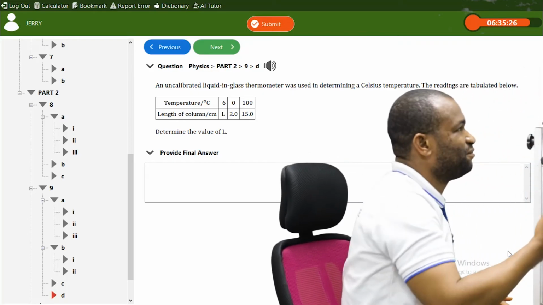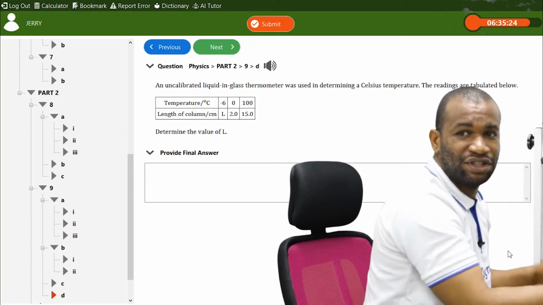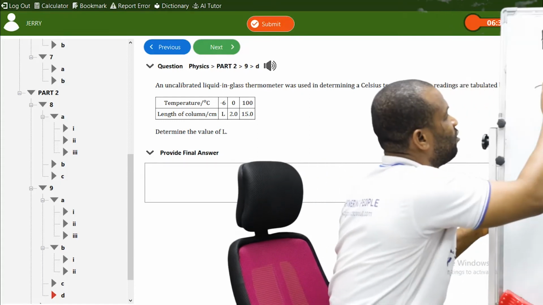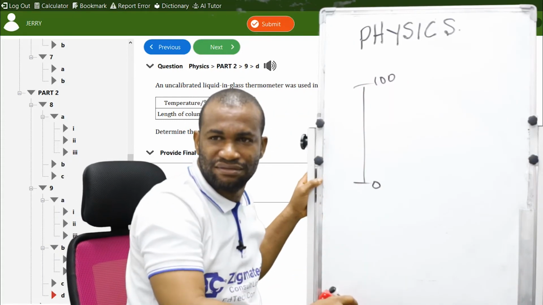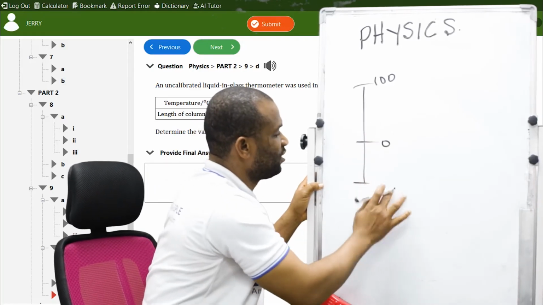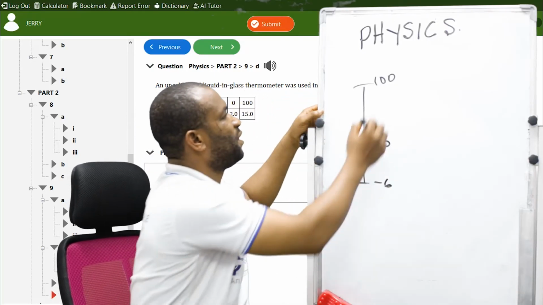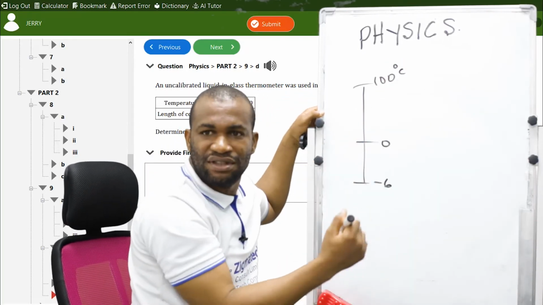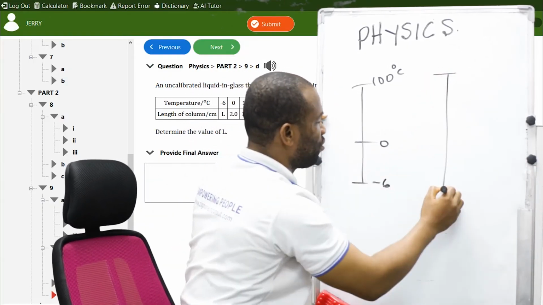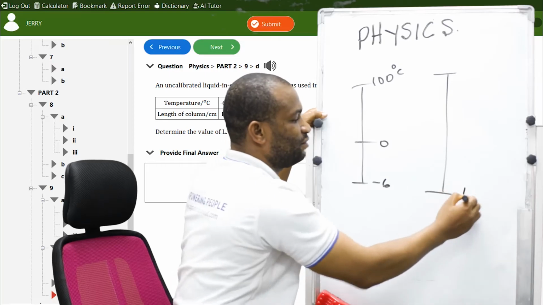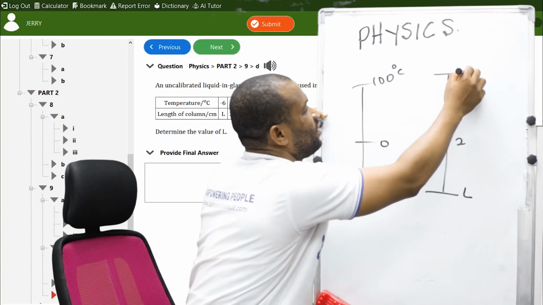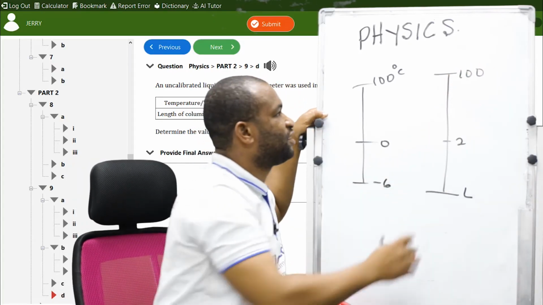I'm going to just use a very simple approach. So I'm going to draw this. This is going to be my 0 and 100. But then after 0, let me call this place 0, and this is going to be minus 6. This is for my Celsius scale. Then I have the other length of the column, which I'm going to write according to the way it was placed here. This is L for minus 6, and this is 2 for the 0, and this is 100. Okay, that is 15.